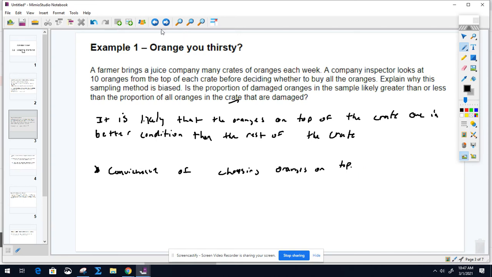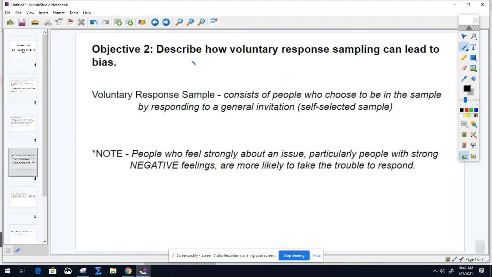Let's take a look at objective 2. Describe how voluntary response sampling can lead to bias. So a voluntary response sample consists of people who choose to be in the sample by responding to a general invitation. Okay, a lot of times if you choose to volunteer, it's because you feel strongly about an issue. Okay, particularly negative feelings.